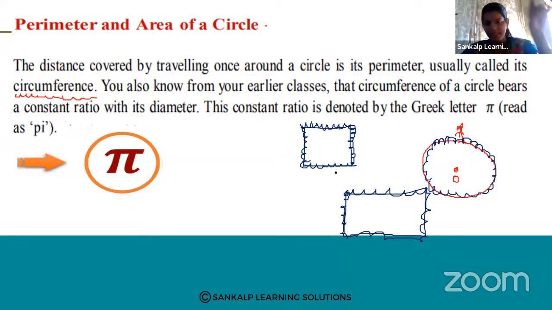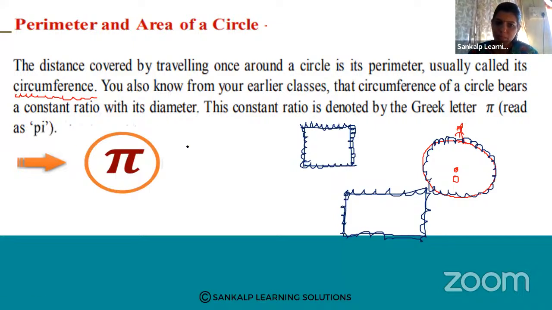Okay, so boundary means the surrounding part, that is boundary. Now see, you also know from your earlier classes that the circumference of a circle bears a constant ratio with its diameter. This constant ratio is denoted by the Greek letter pi. Okay, so in order to get the perimeter, we can use the formula 2 pi r, right?